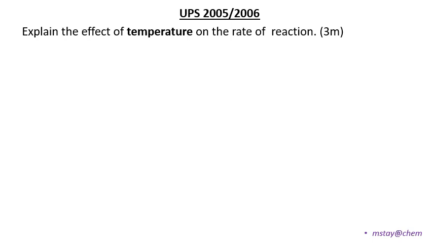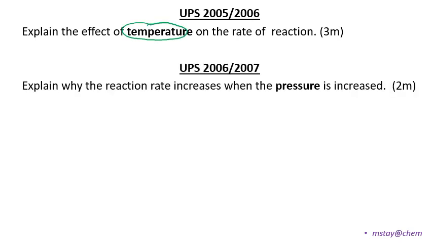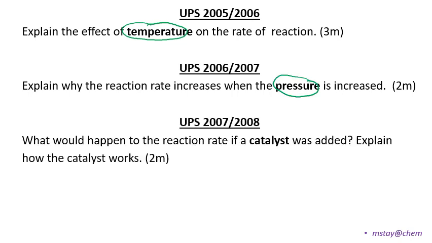Okay, this slide we're going to show you a few questions about the factors affecting the rate of reaction during the UPS. So for example, in the UPS 2005 and 2006, they asked us to explain the effect of temperature on the rate of reaction. While in 2006 and 2007, they asked us about pressure. And in 2007 to 2008, they asked us about the catalyst. So generally, these three questions are very general, which is a bit different from what we discussed based on the tutorial question just now, where they have given us the rate law, and then we have to explain further.